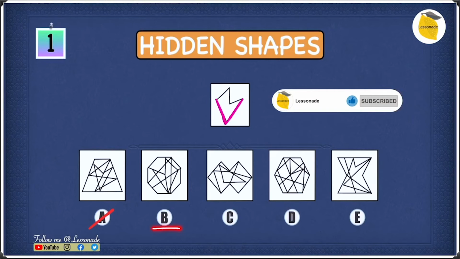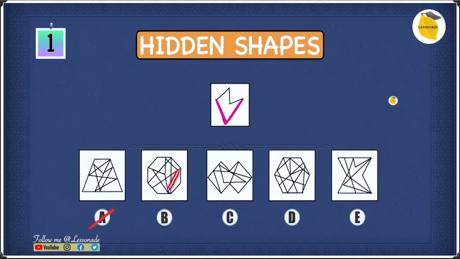And let's move into B. In B, you can see that we have a V shape right here, and you may notice that this V shape is exactly like the one.